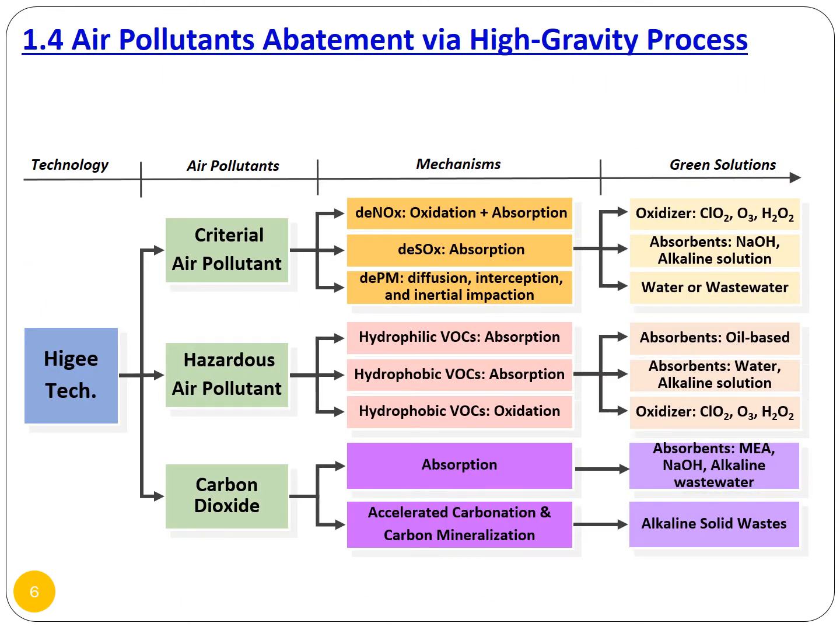We summarize this technology for different kinds of air pollutants. They are criteria air pollutants, hazardous air pollutants, and carbon dioxide. The main mechanisms are oxidation and absorption. Then we can use different kinds of solvent to conduct air pollutant control by using the RPB technology.